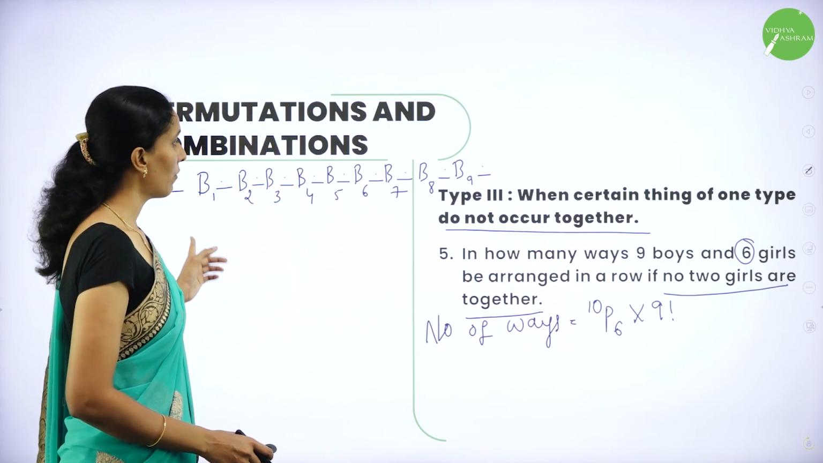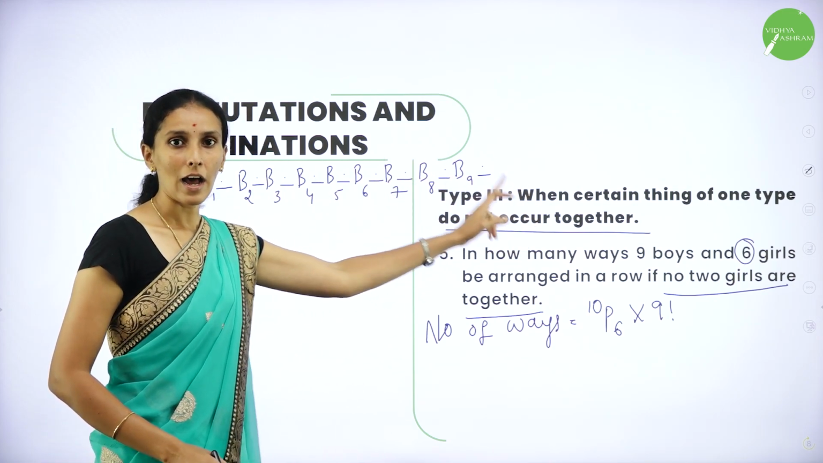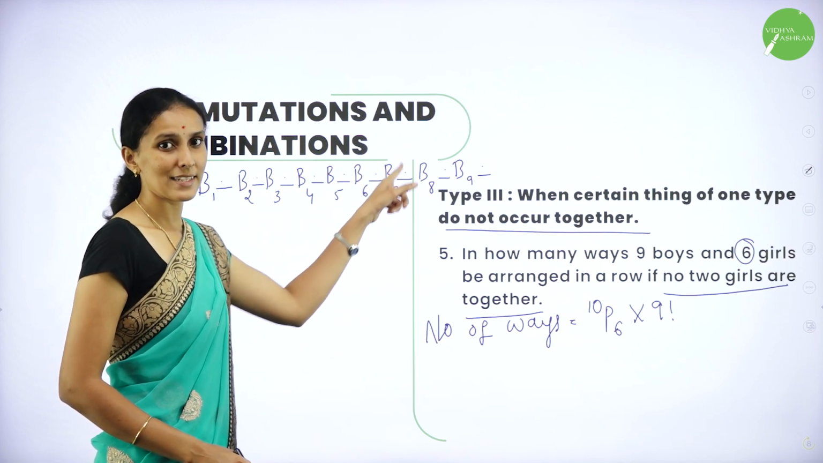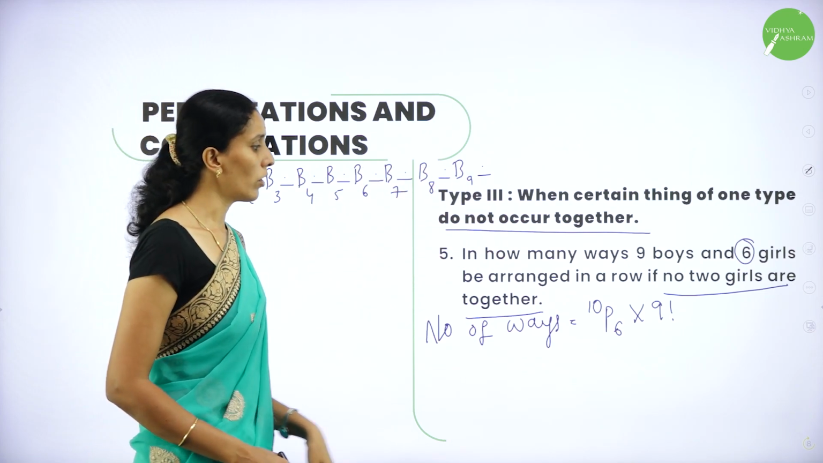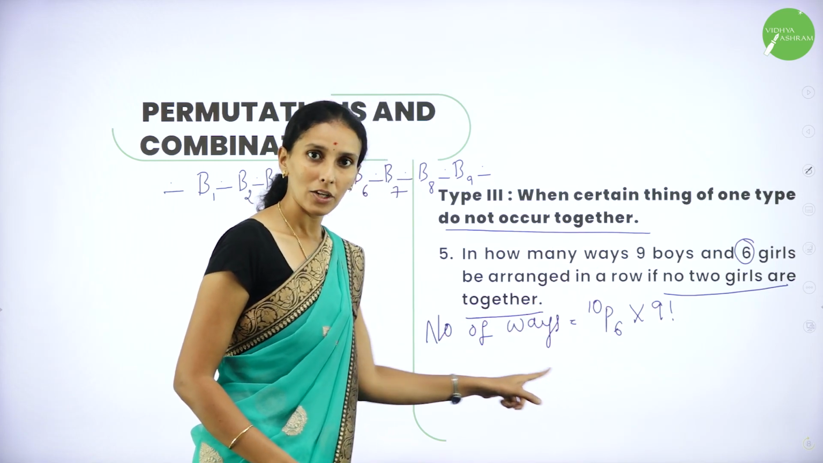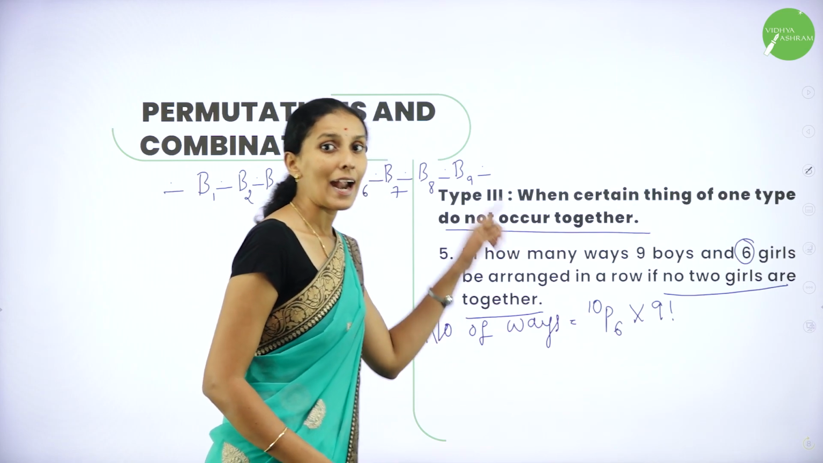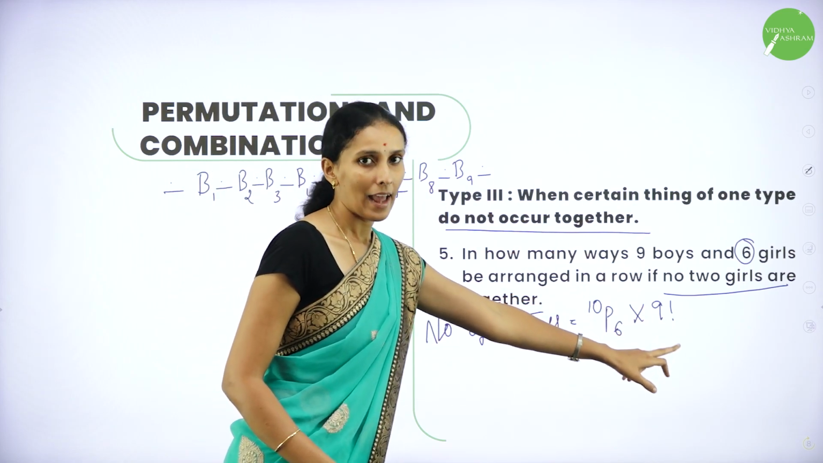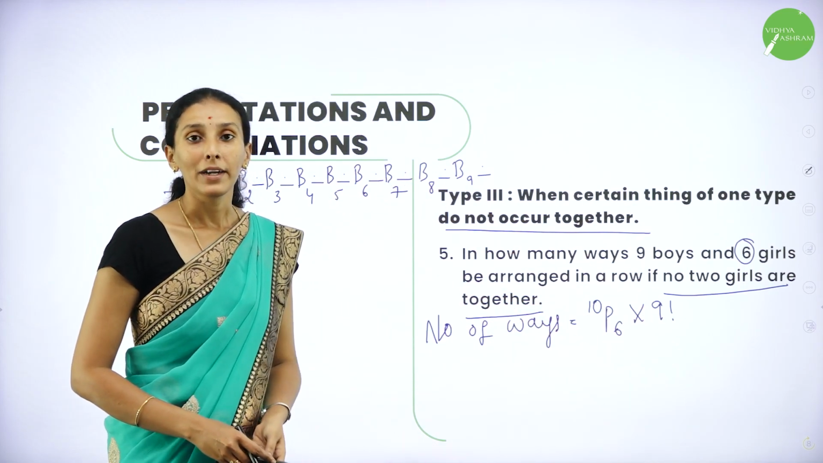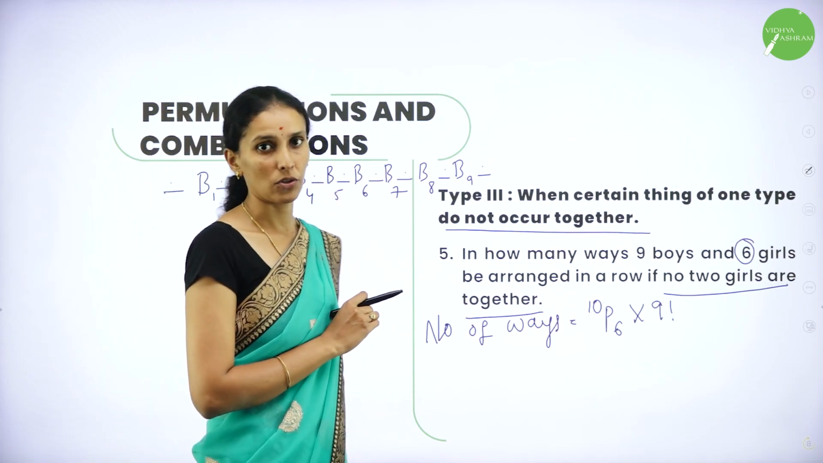Okay. So if you observe, we can fill either from the first or from the last. So any 6 places they can occupy. Therefore, we have 10 options for girls. So my permutation for arranging the girls in between boys is 10P6 and arrangement of boys is 9 factorial. Therefore, my total number of permutations is 10P6 into 9 factorial.